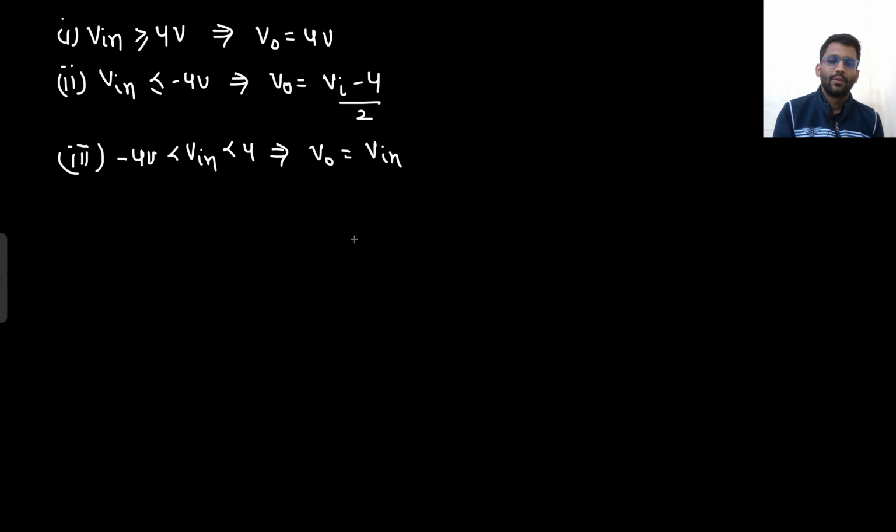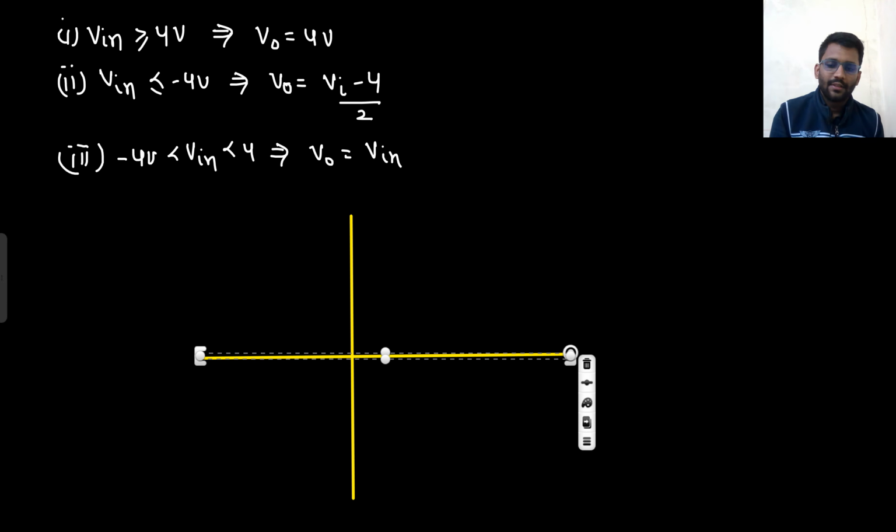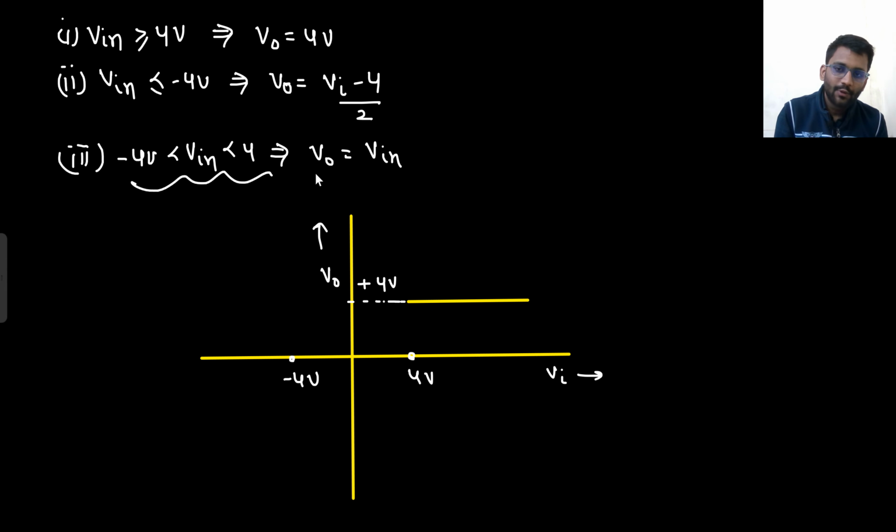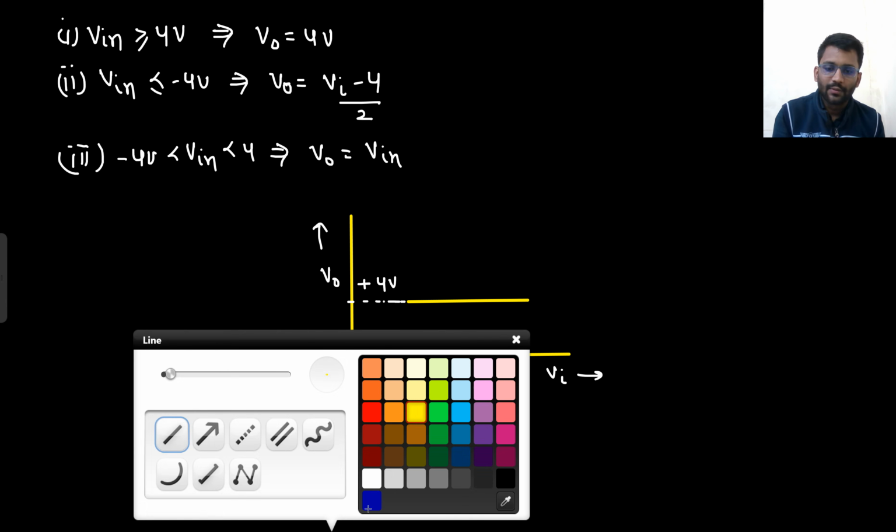Okay, now you have to draw the voltage transfer characteristics, and then you need to tell the maximum and minimum values. What are our two transition points? That are 4 volt and minus 4 volt. So for V in greater than 4 volt, V out is 4 volt. That's 4 volt. Now for V in between minus 4 to 4, V out is equal to V in. So this is how V out will look like.